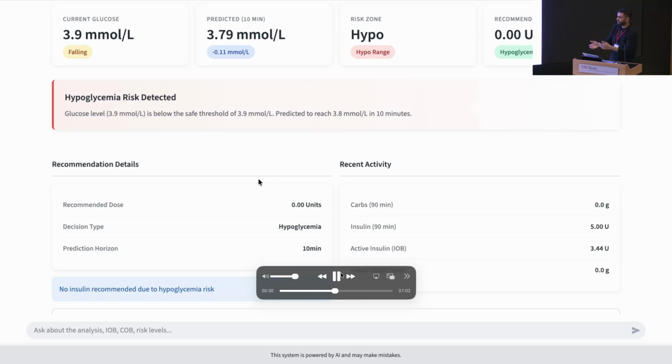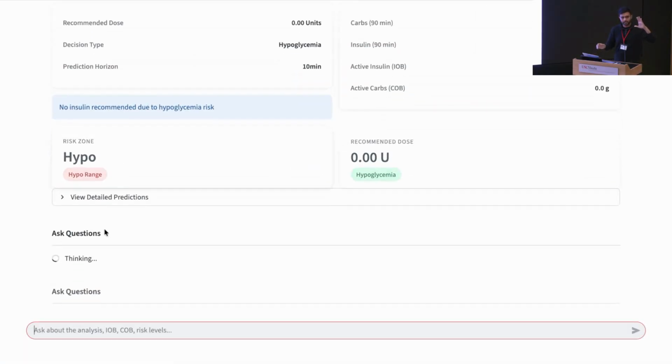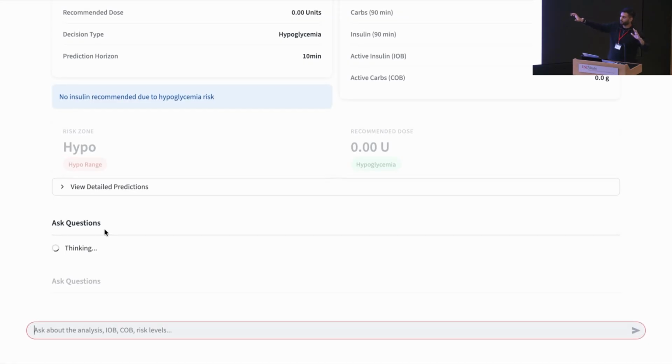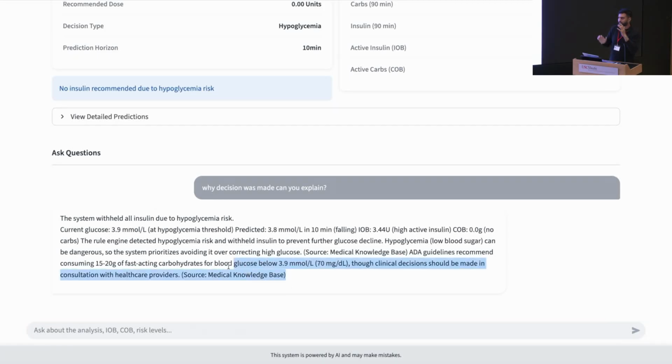Now, instead of guessing why this decision was made, we can directly ask our system, our chatbot, why this decision was made. And it will let us know using all the medical knowledge, system prompts, and patient-specific information. It will generate a natural language response, as you can see. And if you have any further questions related to type 1 diabetes or type 2 diabetes, it also answers those questions here.